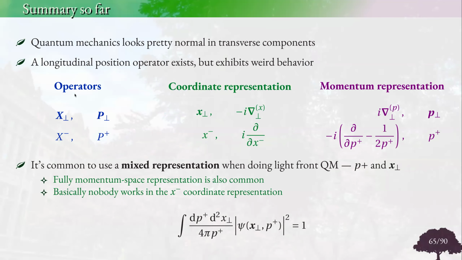So the summary so far is just the list of operators in both the coordinate and momentum representations, along with this normalization rule in the mixed representation. And basically nobody works in the x minus coordinate representation. At least I haven't seen any papers where people are doing it.